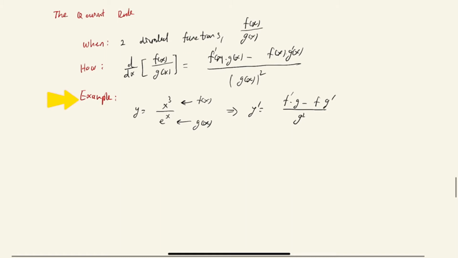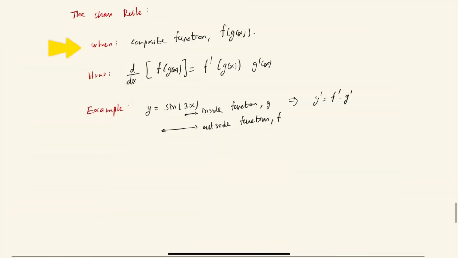An example is when we have y equals x cubed over e to the x. The top function is f of x, and the bottom function is g of x. And the derivative of y is equal to f prime multiplied by g, minus f multiplied by g prime, over g squared.